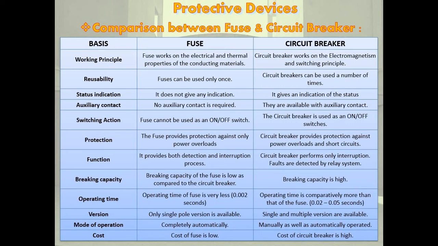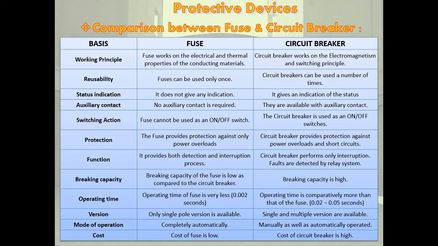Now, protective device comparison between fuses and circuit breakers. On different bases, the difference between fuse and circuit breaker. First is the working principle. A fuse works on the electrical and thermal properties of conducting materials, while a circuit breaker works on electromagnetism and the switching principle.